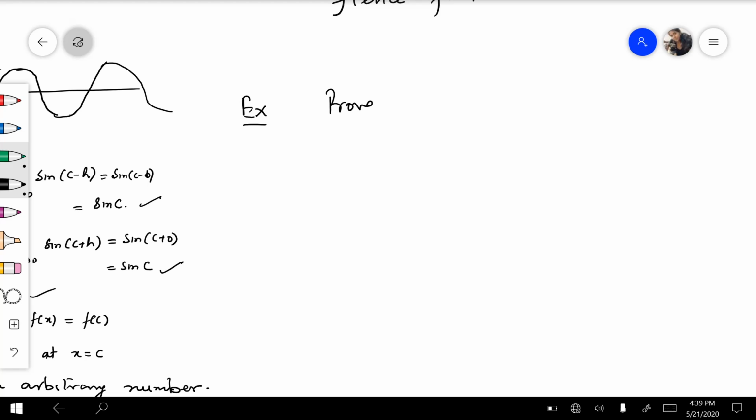Prove that f of x is equal to tan of x is continuous in its domain.